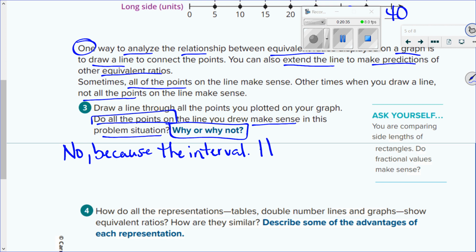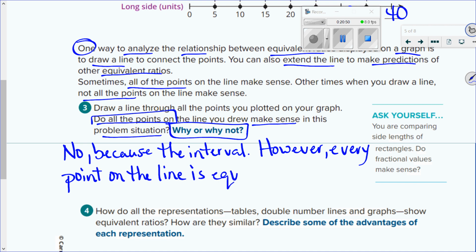But I would add in, however, every point on the line is equivalent to 2 to 5. It's just that with the intervals they use, by going up by 5s, you can't really tell on the y-axis exactly where that's intersecting. Had they done it by 1s, I think that would actually have been a really good one. So that's where we have this one. Do fractional values make sense when I'm comparing the side lengths? Not really.